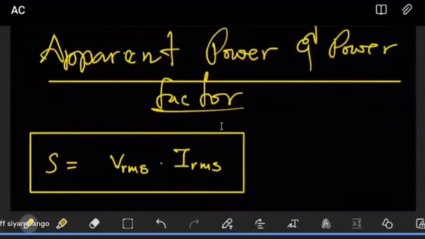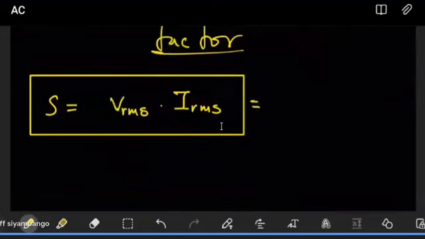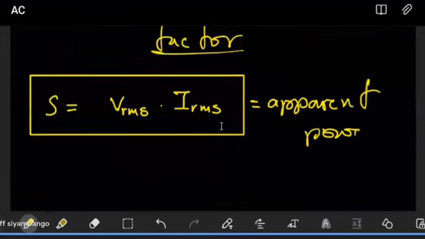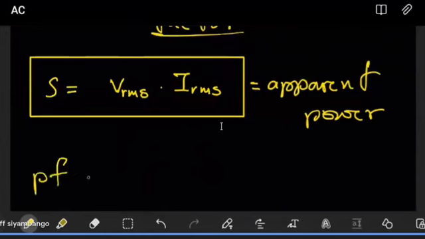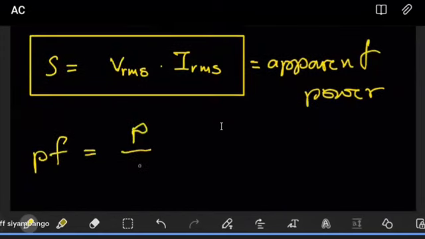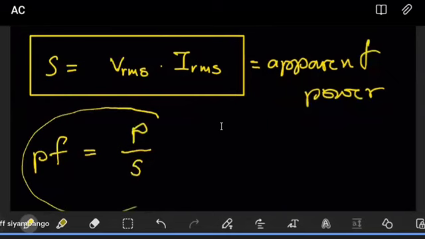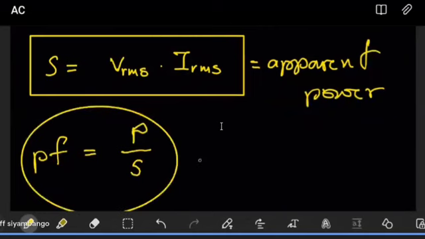Now, having seen what the apparent power is, the next thing that we want to see is the power factor. So the power factor, we'll write it as PF like that. The power factor is just going to be the ratio of the average power P divided by the apparent power S. So if you divide these two, the answer you get is going to be the power factor.